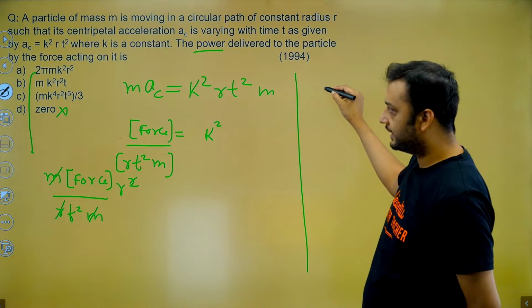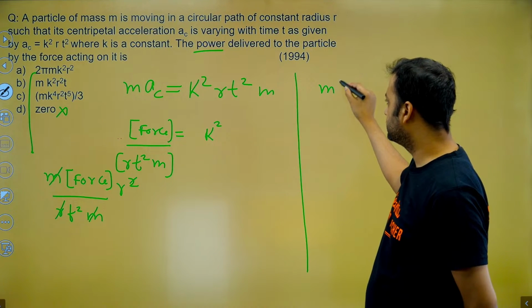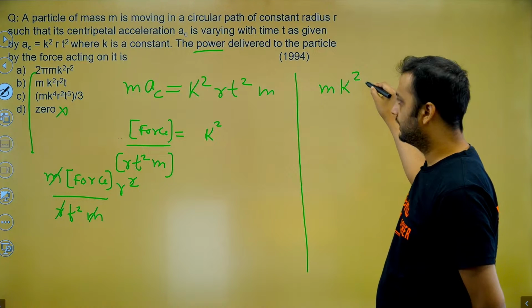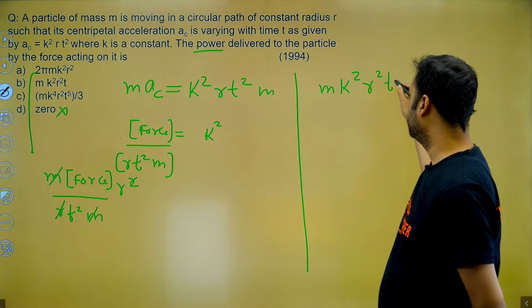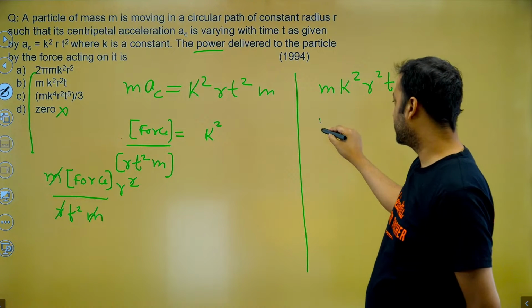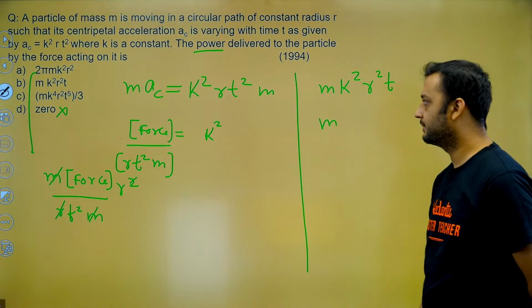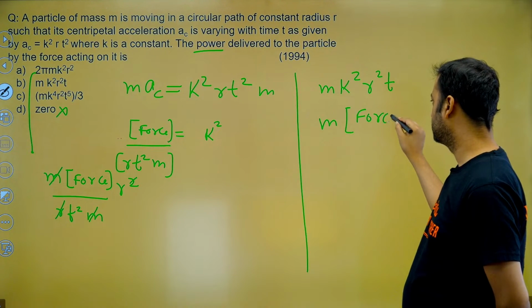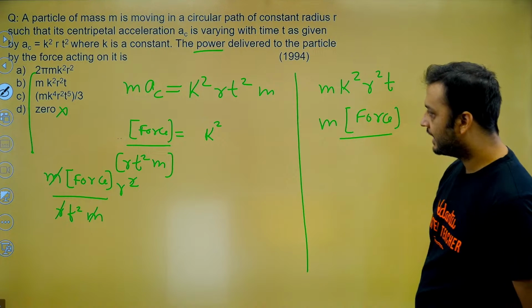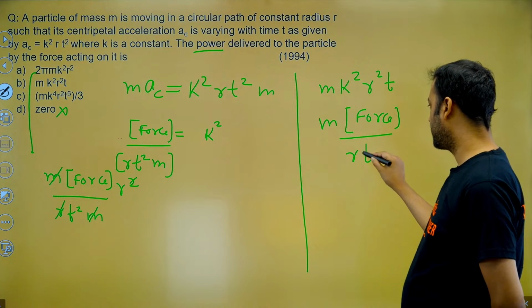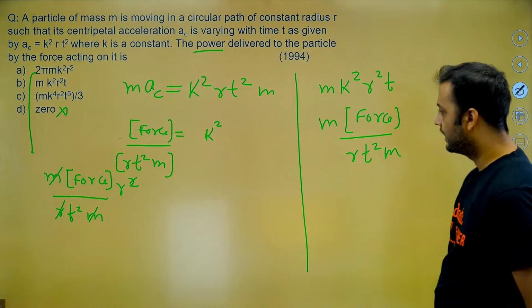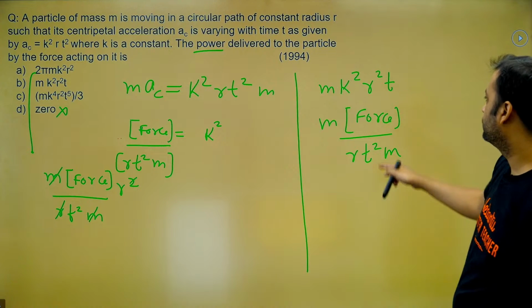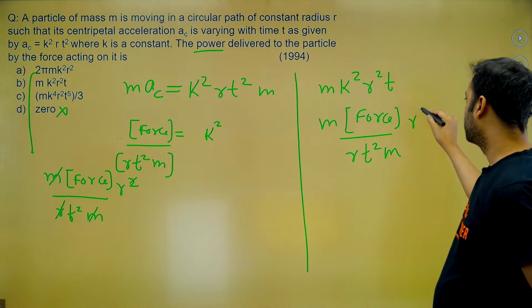If you go and check option B, let's check option B. Option B is m k square r square into t. So put the dimensions of k square. What is k square? Dimension of force divided by r t square m. And you will have to multiply this by r square into t.